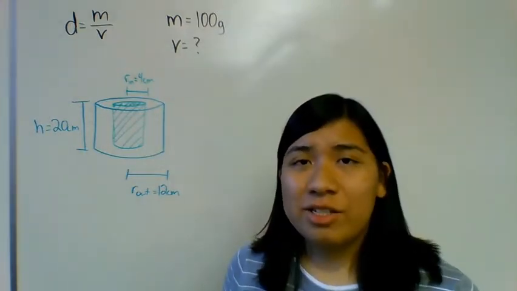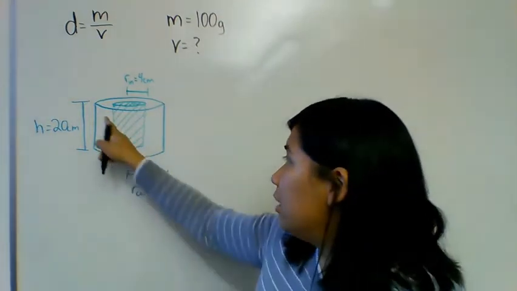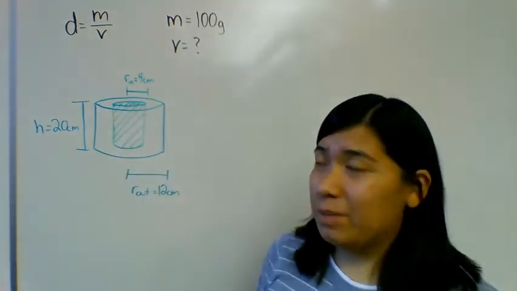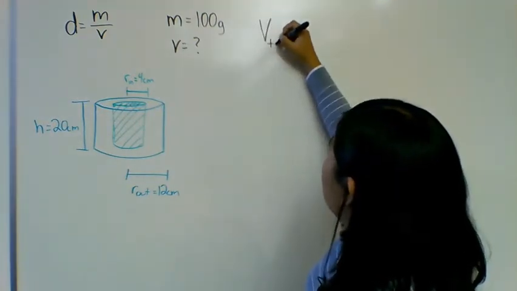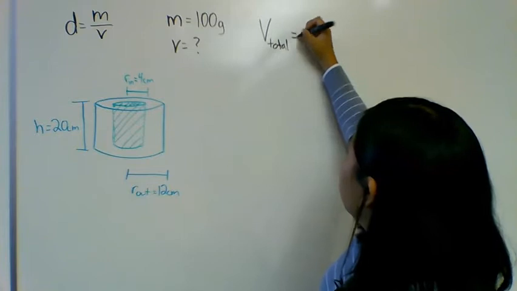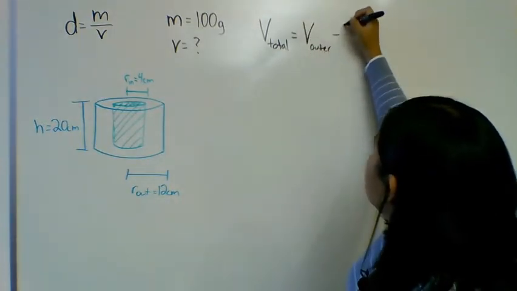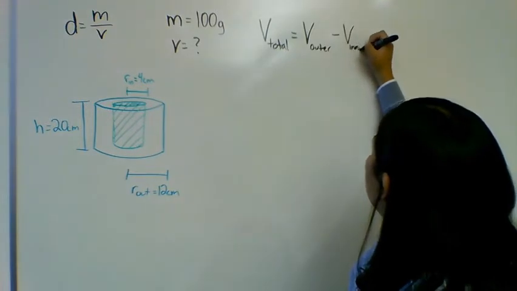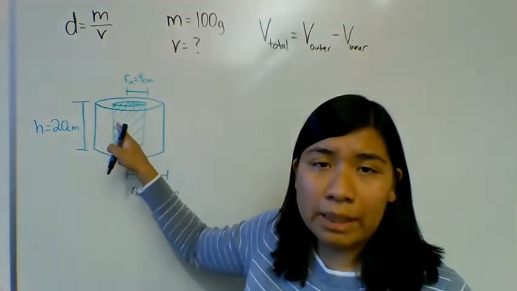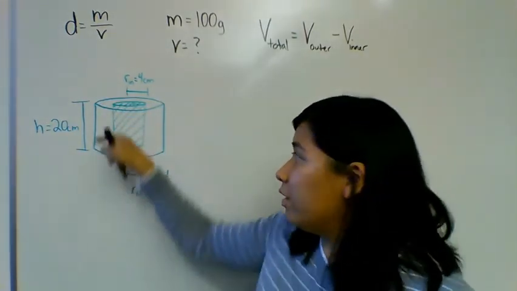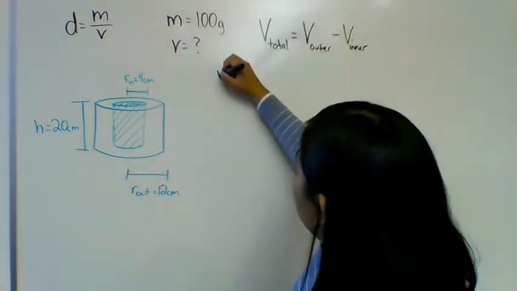So the first thing I need to do right now is to find the volume of this unshaded part of my shape. My overall equation is going to be volume total equals volume outer minus volume inner. Basically, I'm going to get the total volume minus the shaded part, and that's going to give me just this rim. Alright, let's start with volume outer.